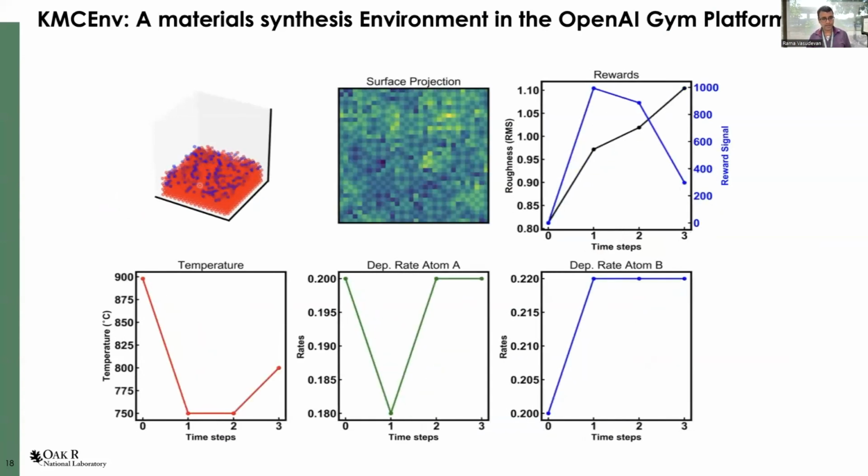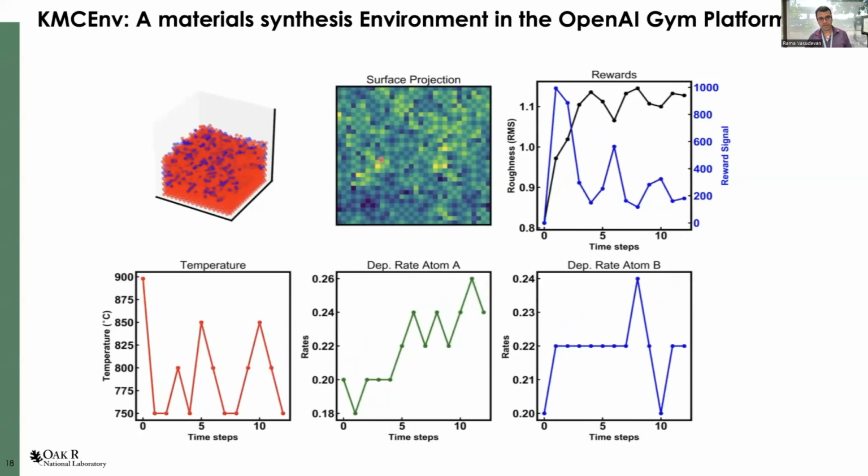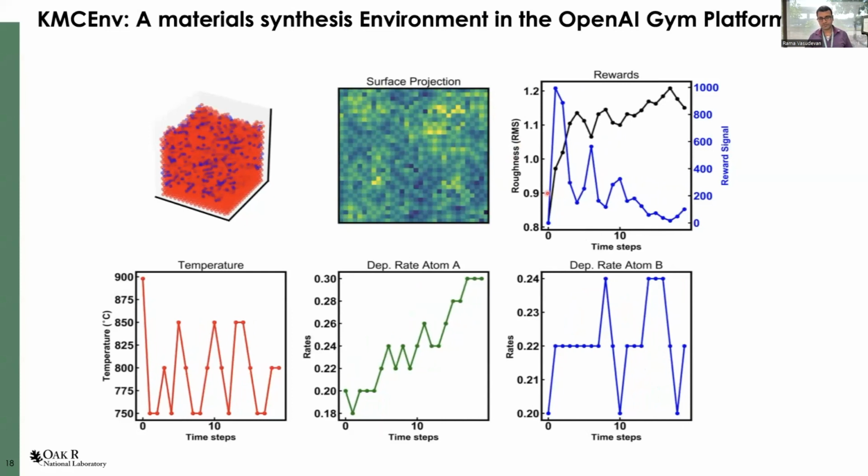And so you can see how that happens: as we grow the system, you can actually have a look at the surface projection, how the surface looks over time. And we can calculate the roughness of the surface, right? So that's something that's here, and we can have a reward signal based on what this roughness value actually is. And there are 3 different actions that we can take at any time step. We can change the temperature of the system. We can change the deposition rate of atom species A, the red atoms, and then we can change the deposition rate of the species of atom B, right?